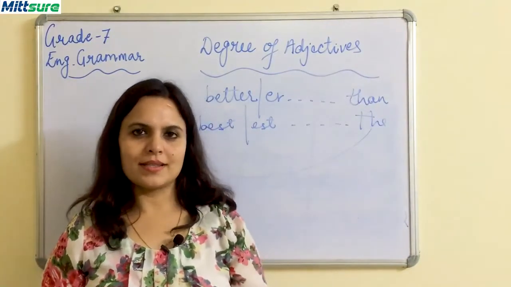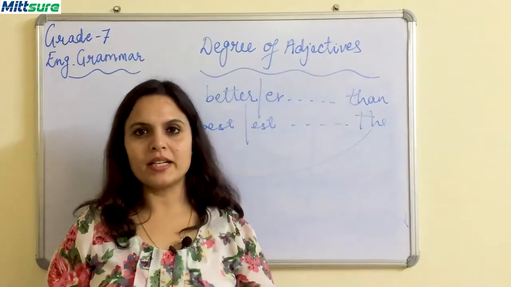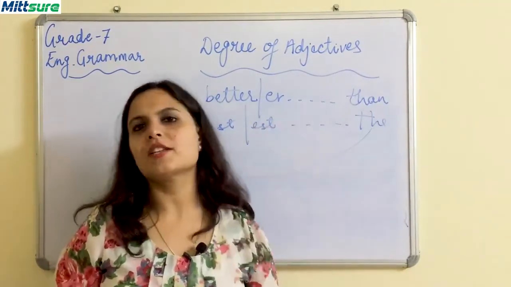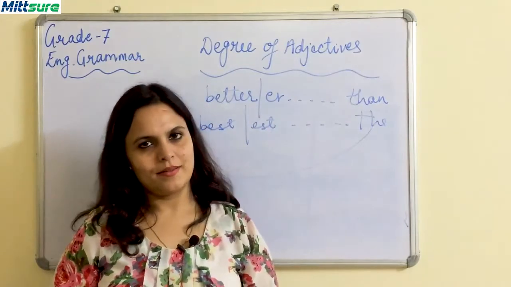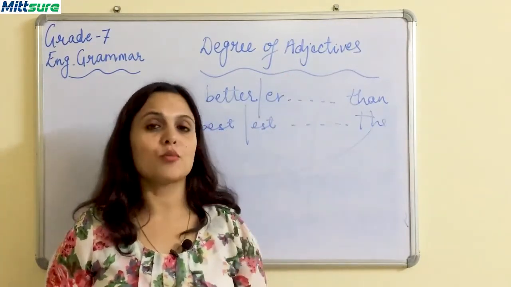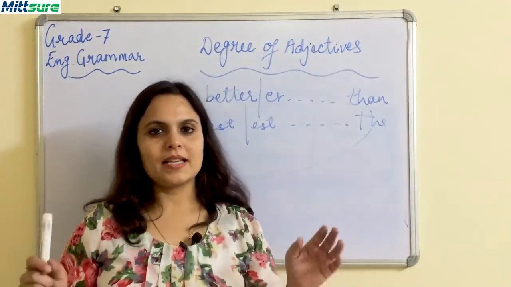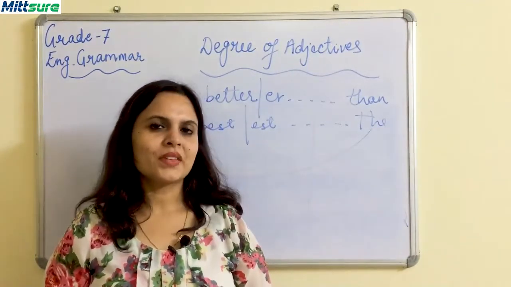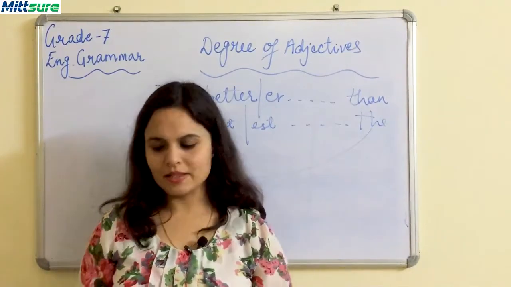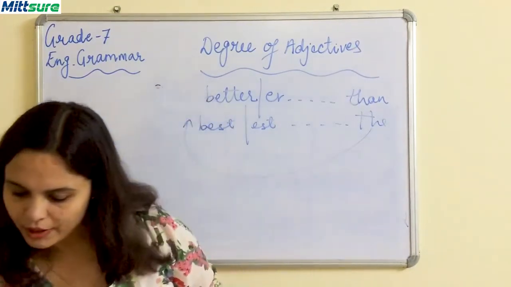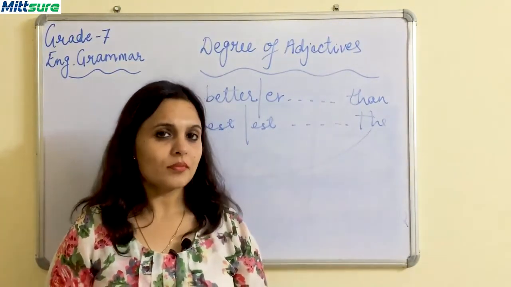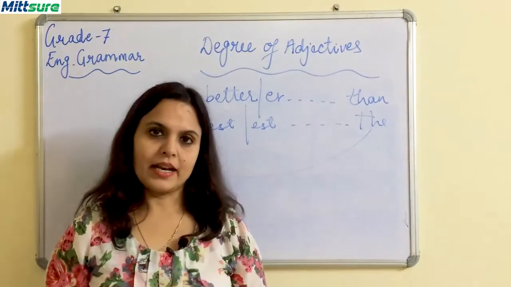Like Rahul is intelligent, but Mohan is more intelligent than Rahul, but Sham is the most intelligent boy in the class. So he stands as a superlative degree because he is brilliant, he is the most intelligent child in the class. This is how you make use of these degrees. I hope you have understood how to use the degrees when it comes to writing sentences.